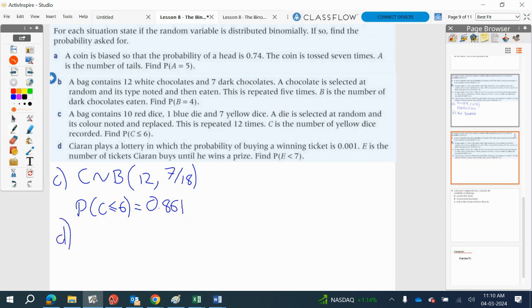D. So with this lottery one, we have a fixed probability of success, but we don't have a fixed number of trials. So it is not binomial.